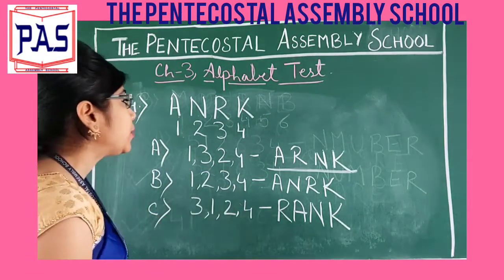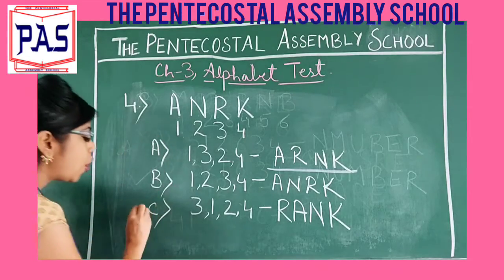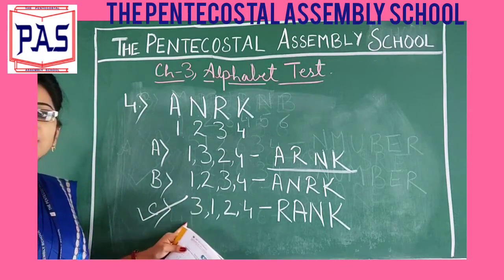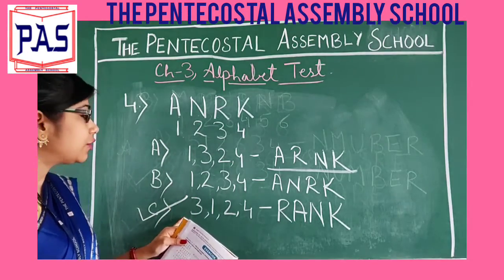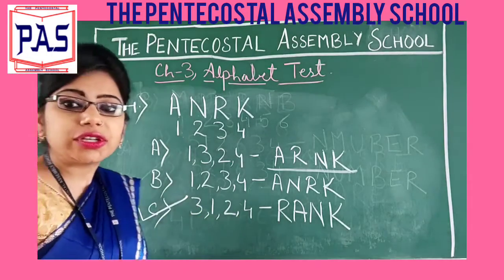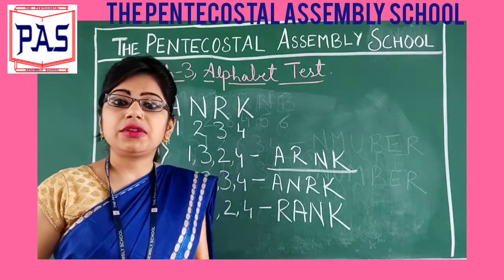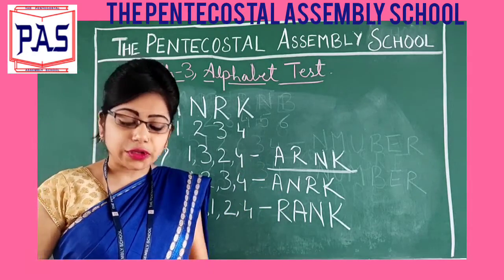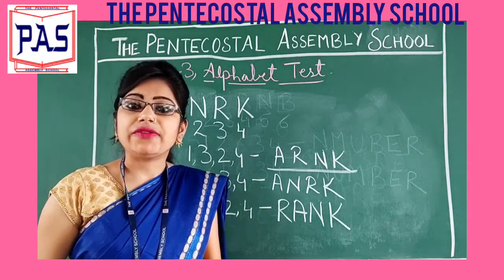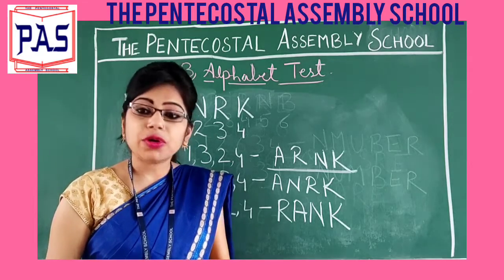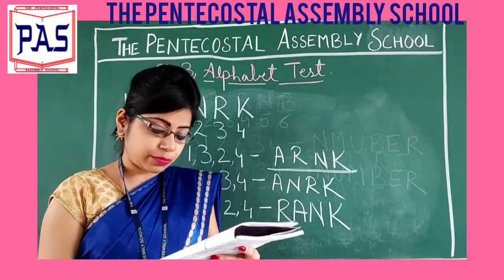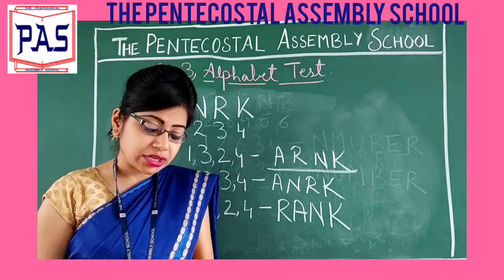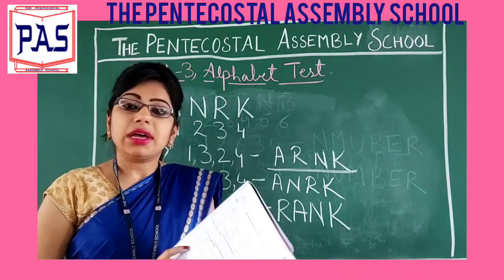So what will be your answer for question number 4? Option C. Option C will be your answer for question number 4. So children, I hope that you have understood about the type 1 question and you will do question number 5, 6 and 7 on your own. Let's move to type 2 question from 8 to 11.